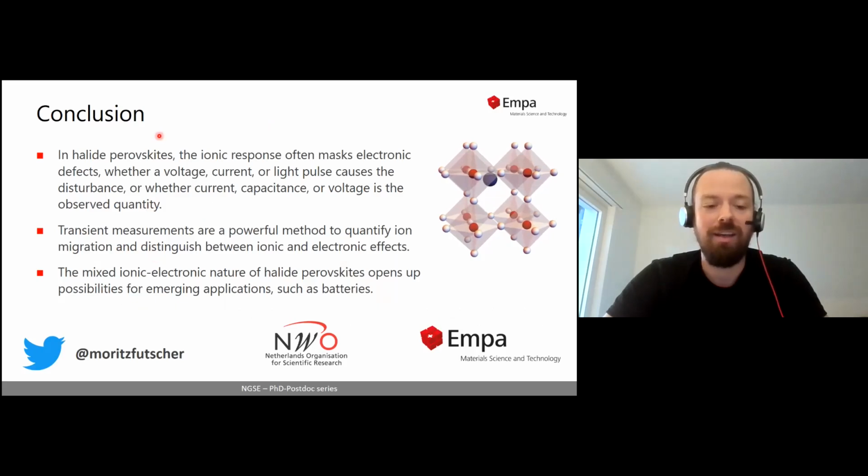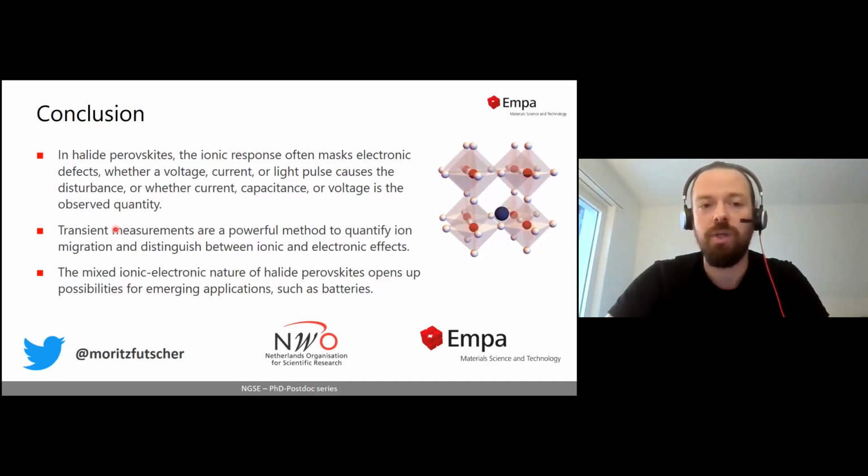So with this, I would like to conclude. First of all, I showed you that in halide perovskites, we have ion migration, and these ionic responses often mask electronic defects. Whether you apply a voltage bias, a current bias, or a light pulse, the measurement observable, be it current, capacitance, or voltage, they're all very similar. So one has to be very careful when measuring halide perovskites and what kind of analysis one applies, to also check if the measured signal is actually due to ions or due to electronic charges.